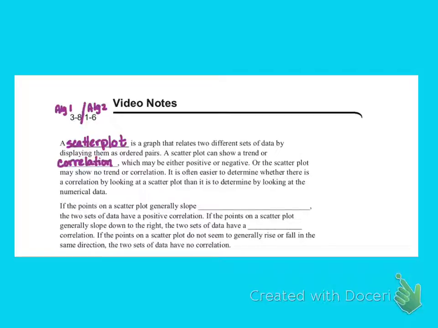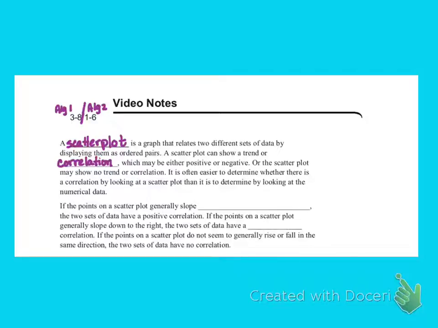A scatter plot is a graph that relates two different sets of data by displaying them as ordered pairs. If you remember, ordered pairs are points. A scatter plot can show a trend or correlation which may be either positive or negative. Or the scatter plot may show no trend or correlation. It is often easier to determine whether there is a correlation by looking at a scatter plot than it is to determine by looking at the numerical data.